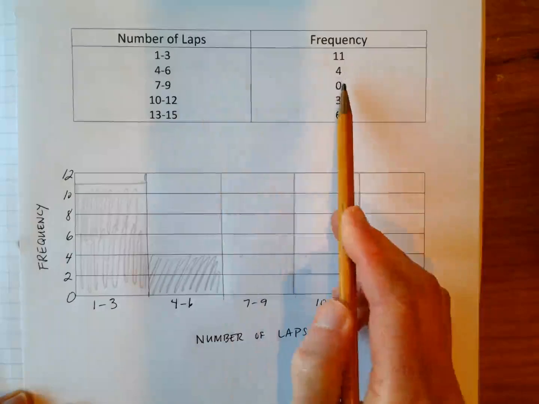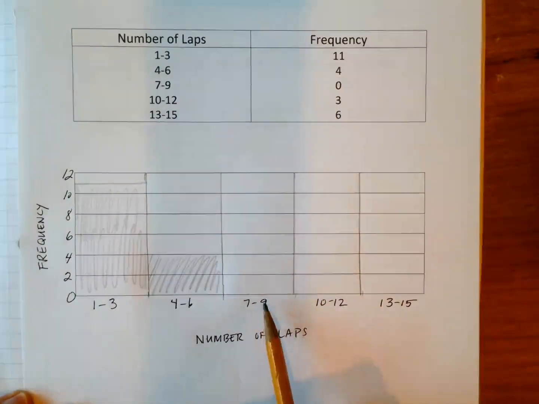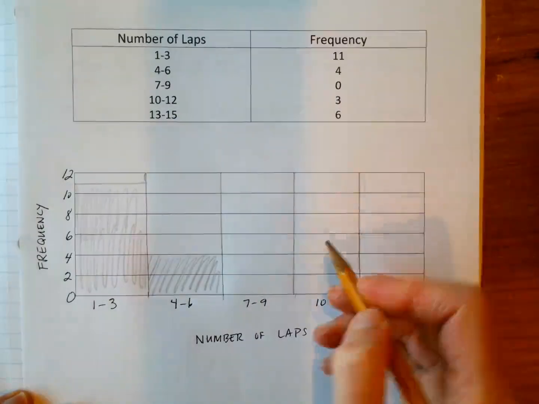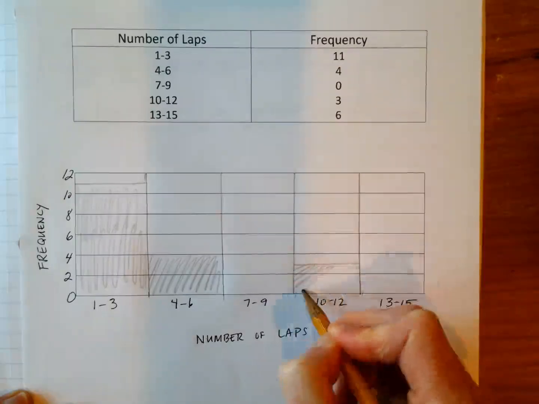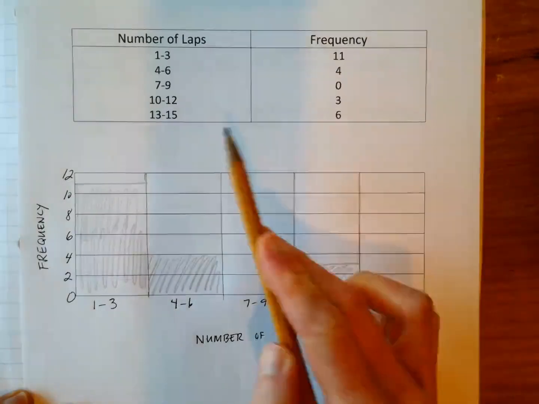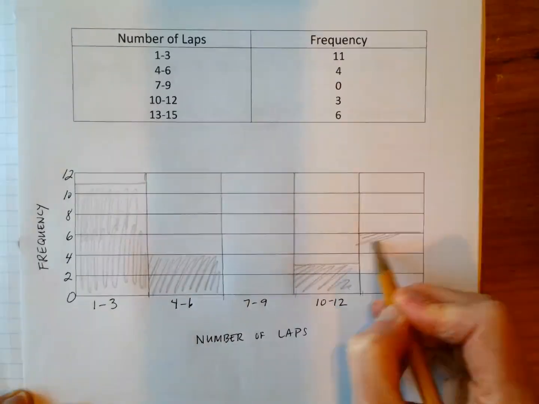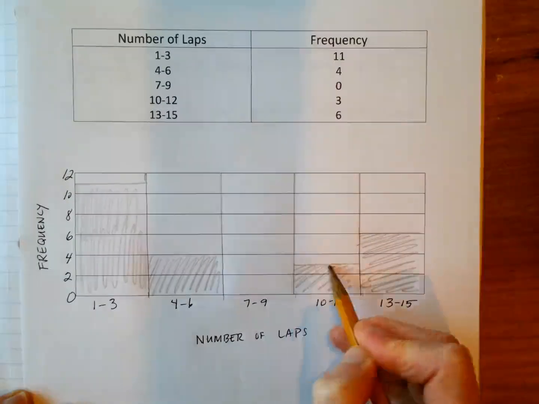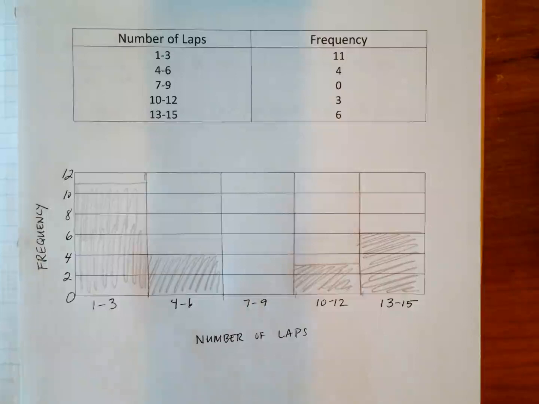Now 7 to 9, there was nobody who swam between 7 and 9, but I still keep it as part of the graph. 10 to 12 had 3, so once again, I just split that right down the middle. And 13 to 15 had 6, so that goes right up to that line, and fill it in like that. Your graphs, of course, will be much prettier. You'll use color and fill these in a lot nicer.